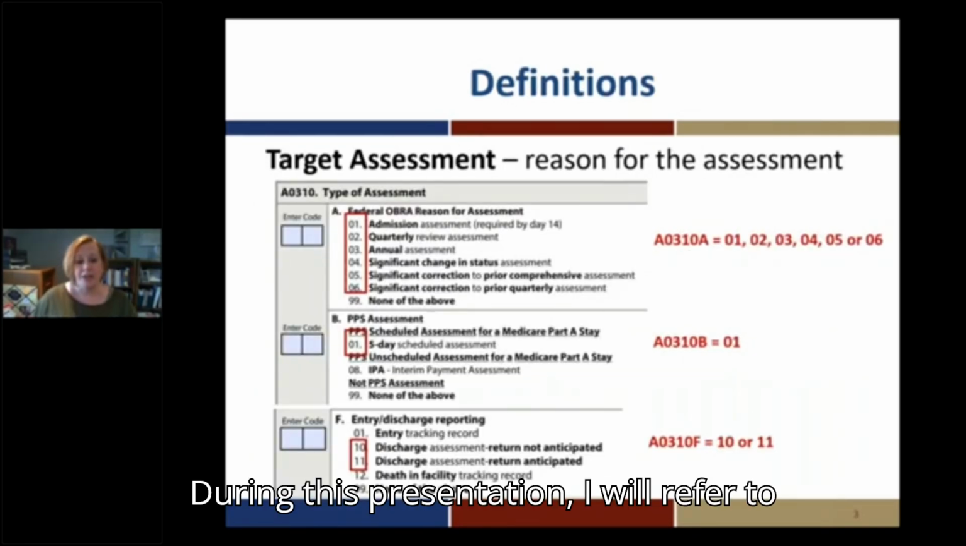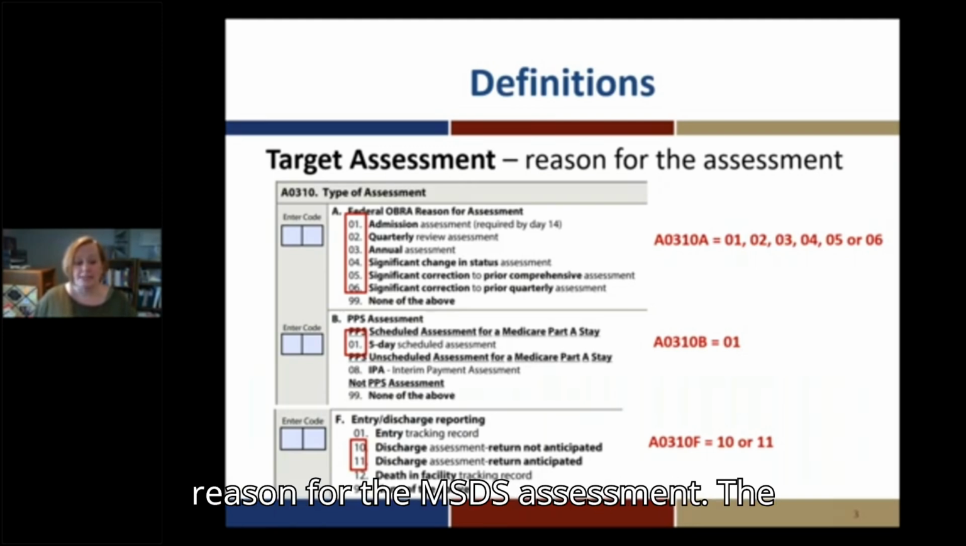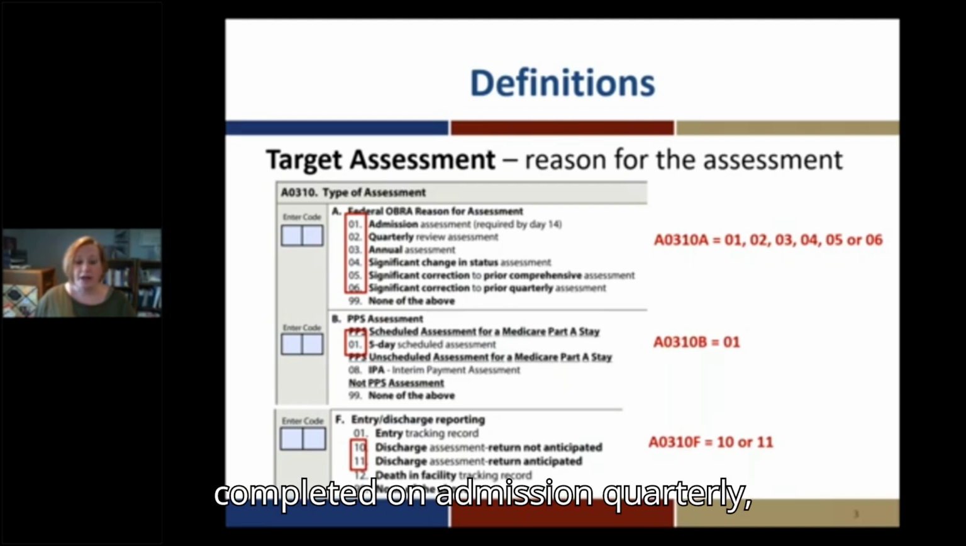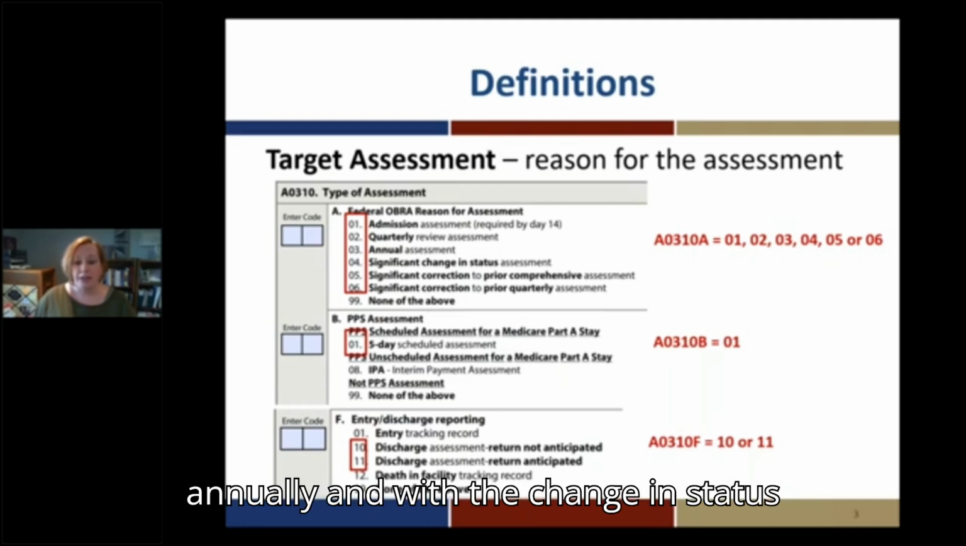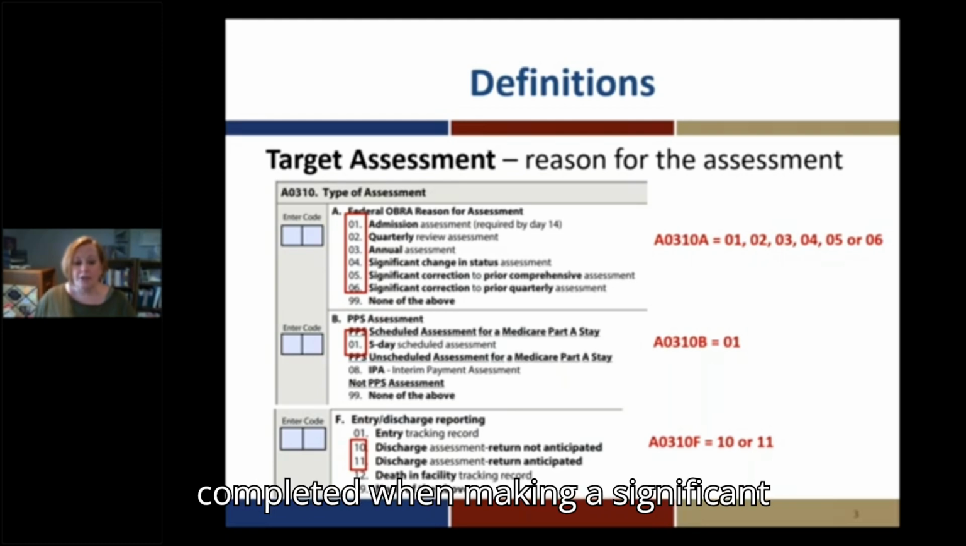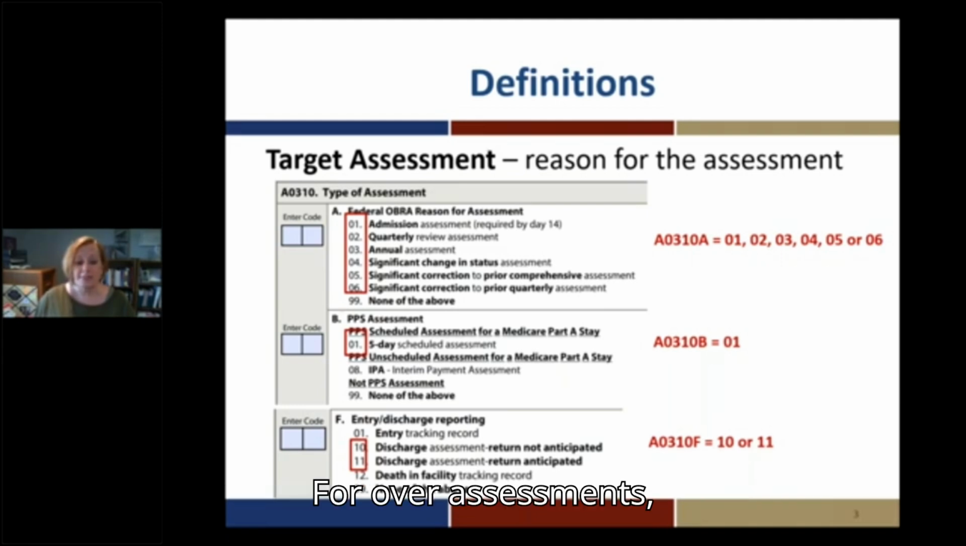During this presentation, I will refer to the target assessment, which is the reason for the MDS assessment. The federally required OBRA assessments are completed on admission, quarterly, annually, and with a change in status. An OBRA assessment may also be completed when making a significant correction to a prior MDS assessment. For OBRA assessments, MDS item A0310A is coded as 1, 2, 3, 4, 5, or 6.